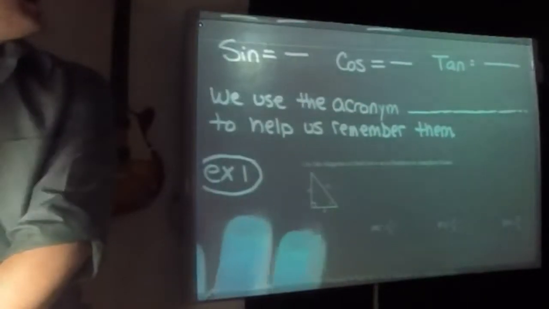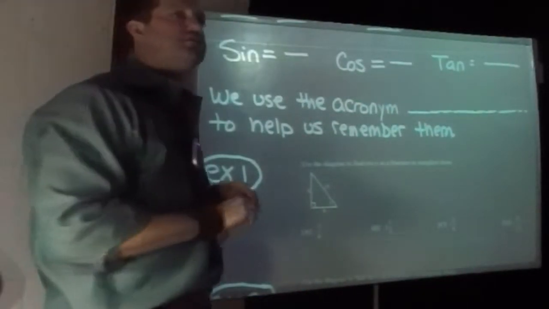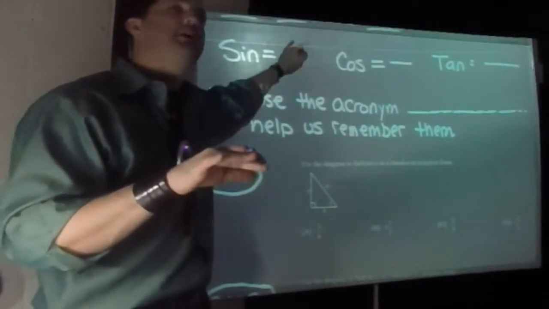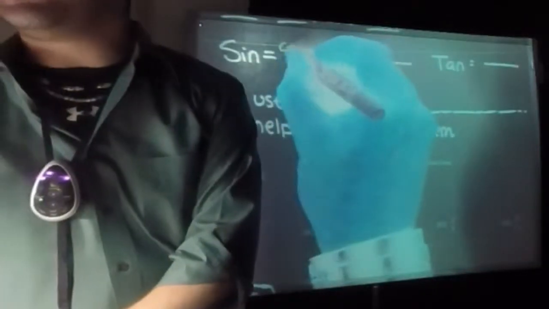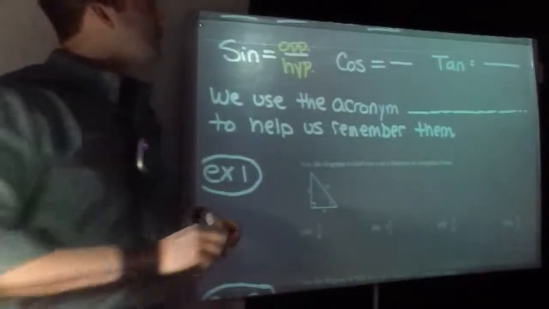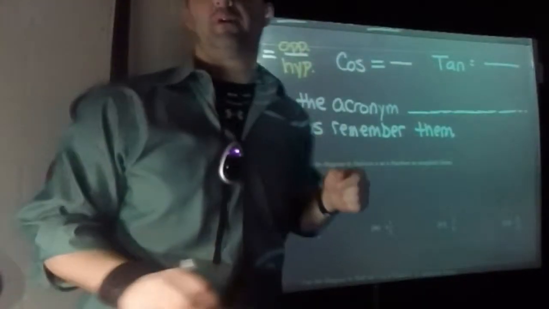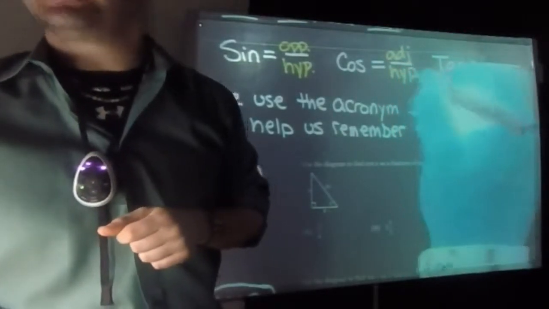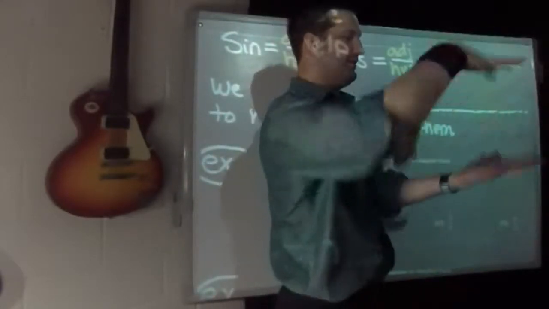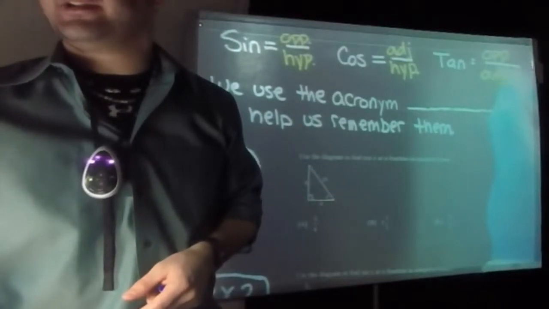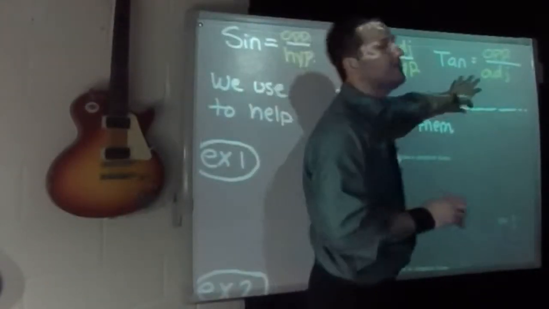All right, so here's our main three. Sine, cosine, and tangent, they're ratios. Sine means opposite over hypotenuse. So you just write OPP for opposite. Sine is opposite over hypotenuse. Cosine is adjacent over hypotenuse. Tangent is opposite over adjacent.